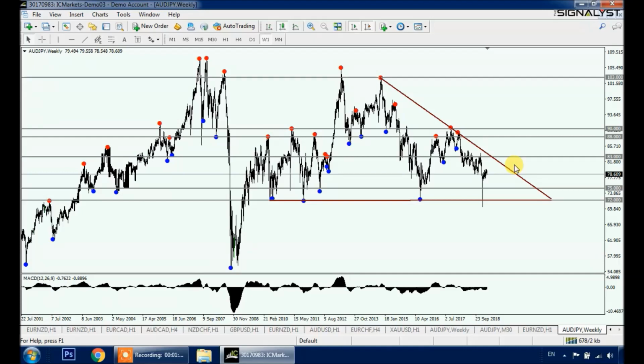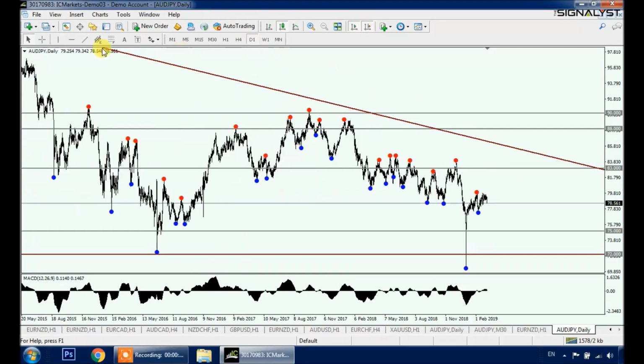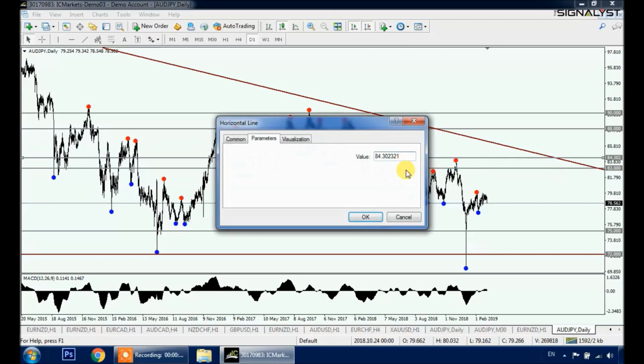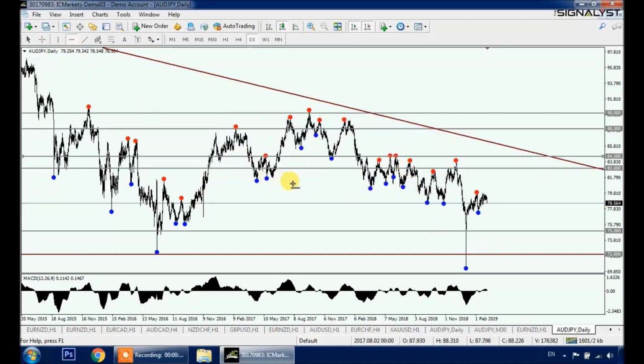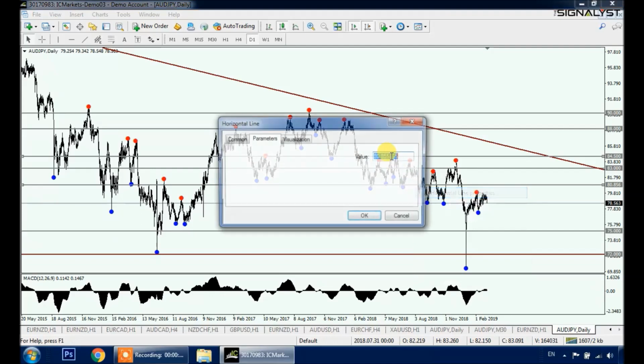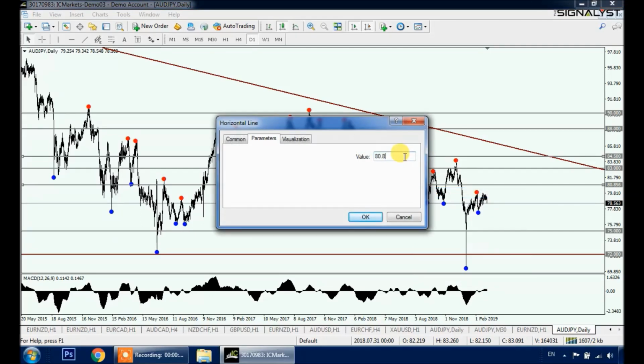Now let's zoom into daily time frame and do exactly the same. Let's start by drawing our levels. Can we draw any 3 dots lines? Yes, we can draw this one, 1, 2, 3, 4, a very strong one. Let's make it a round number, 84.5. Can we draw anything else? Yes, we can draw this one, 1, 2, 3, 4, 5, a very strong one. Let's make it 80.5.